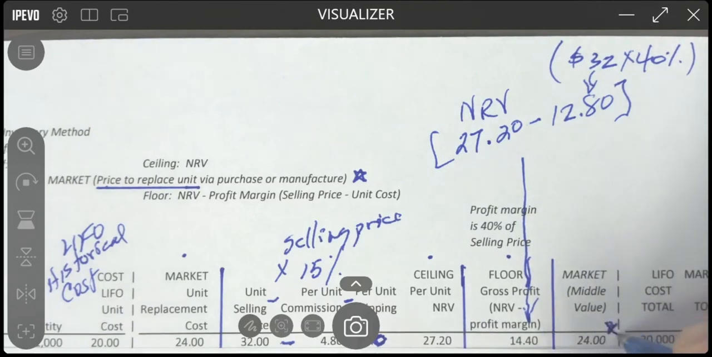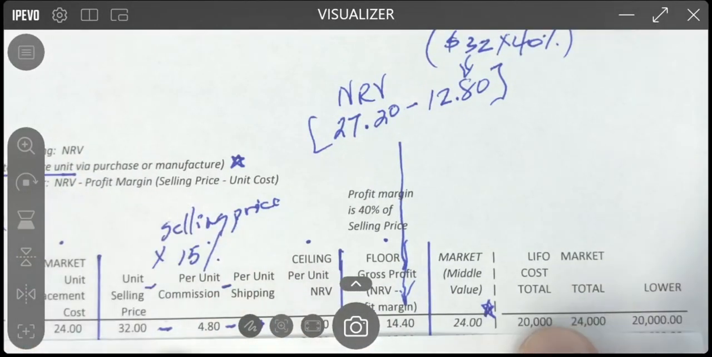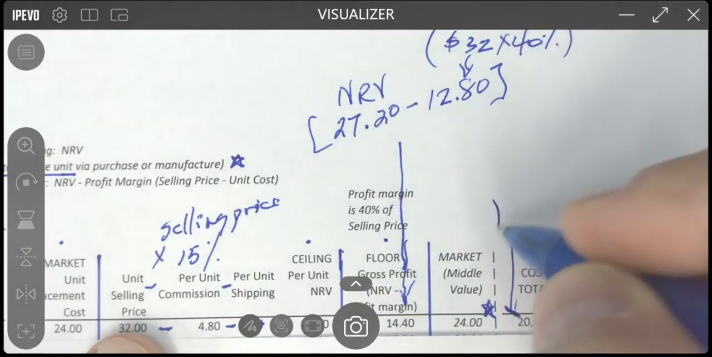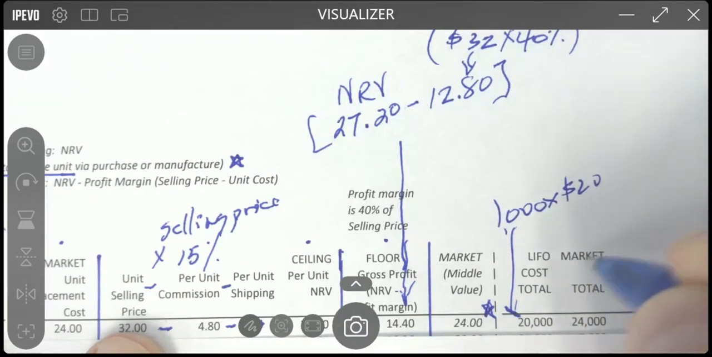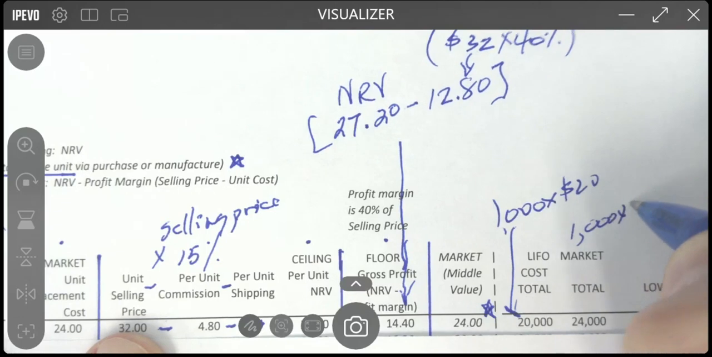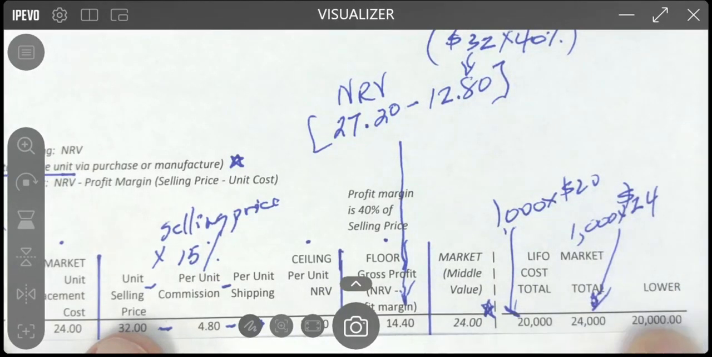we'll use 24. And so the LIFO cost total is 20,000, 1,000 times 20. This is 1,000 pairs times 24, unit replacement cost. And the lower of those is the 20,000. So we have no impairment shown on men's sandals.